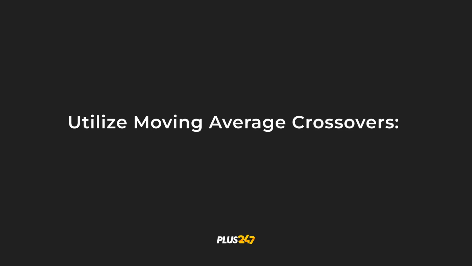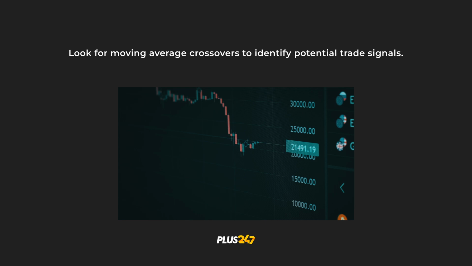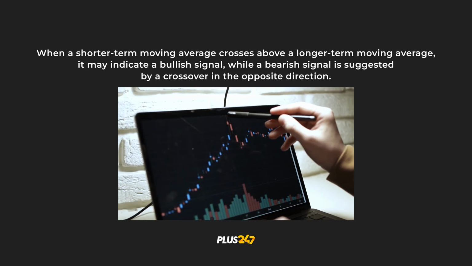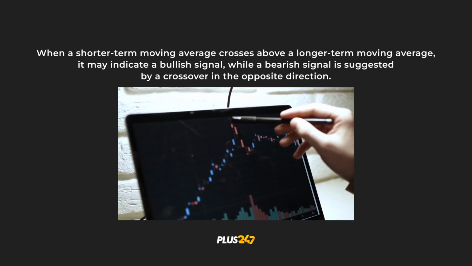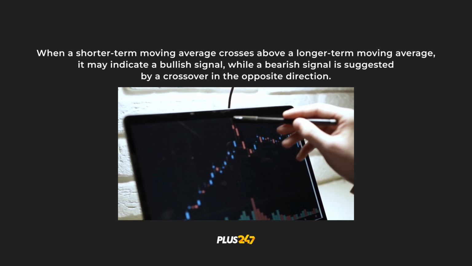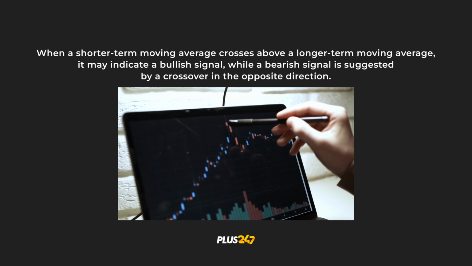Utilize moving average crossovers. Look for moving average crossovers to identify potential trade signals. When a shorter-term moving average crosses above a longer-term moving average, it may indicate a bullish signal, while a bearish signal is suggested by a crossover in the opposite direction.